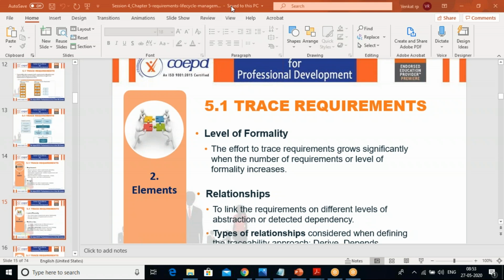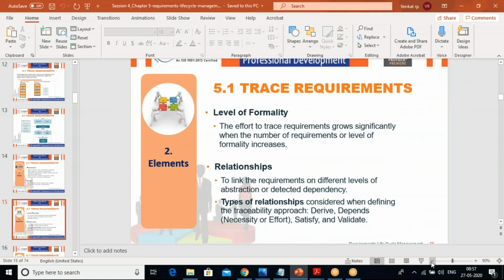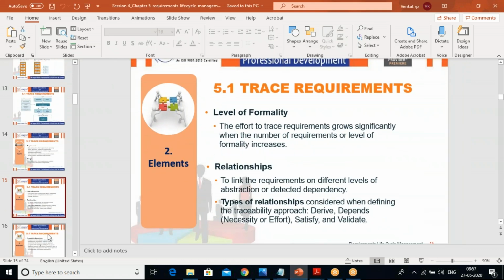And next is validate. Validate means the relationship between a requirement and a test case, or another element that can determine whether the solution fulfills that requirement or not. That is validate. So we have the types of relationships: satisfy and validate.